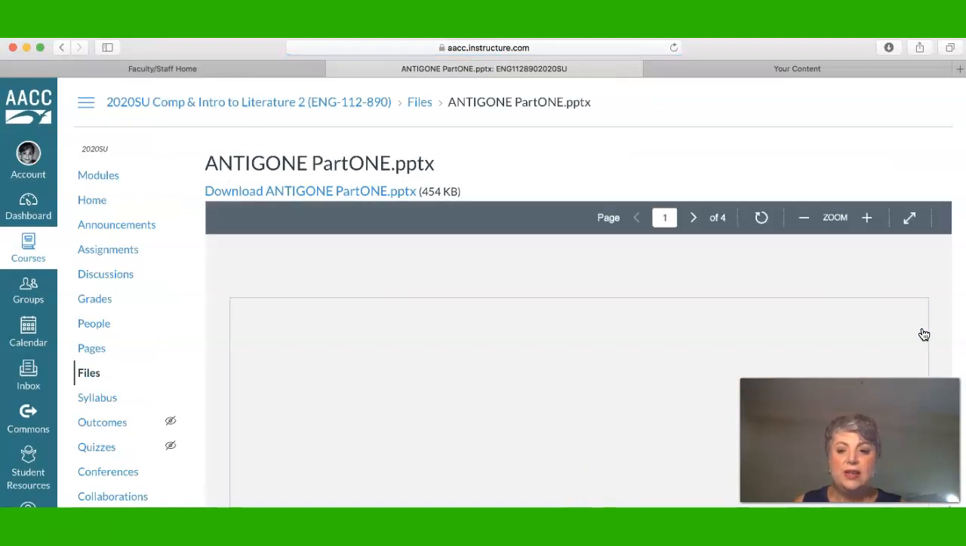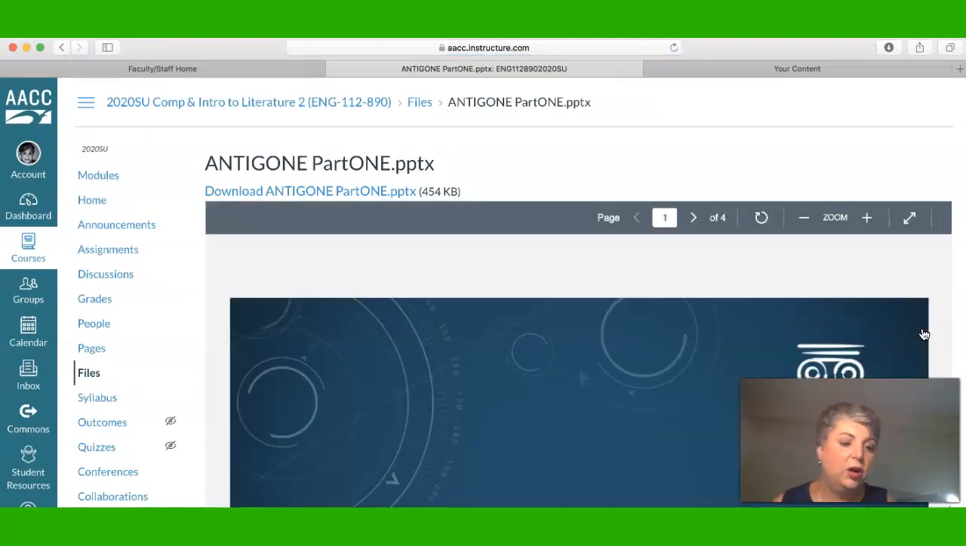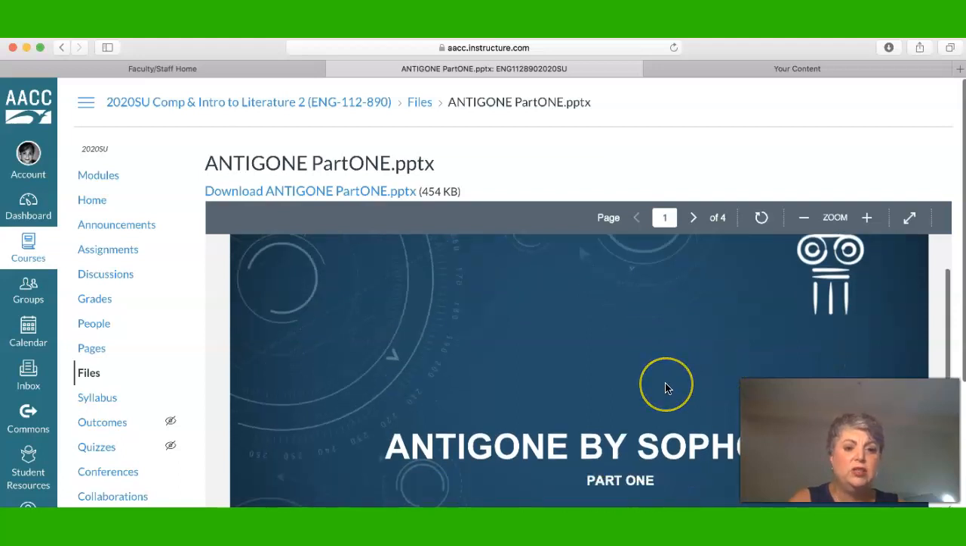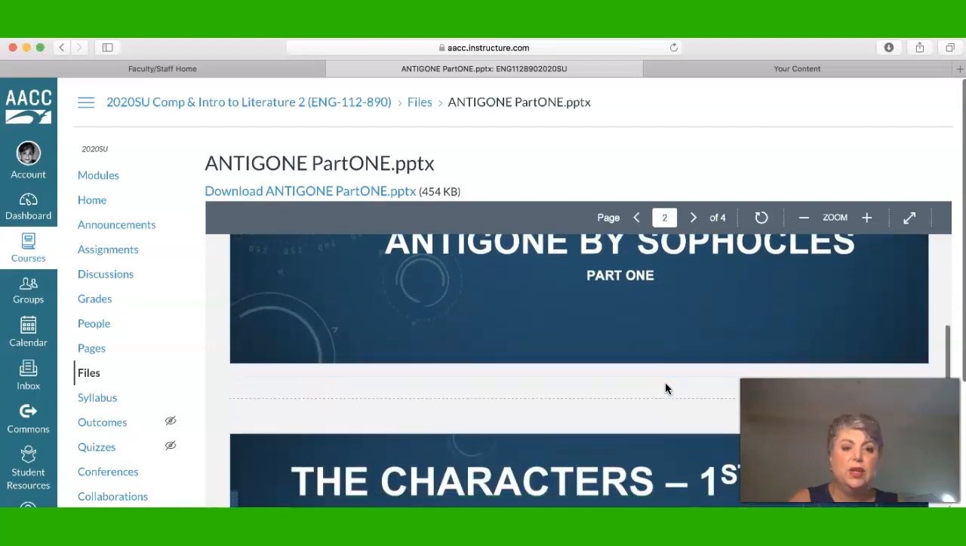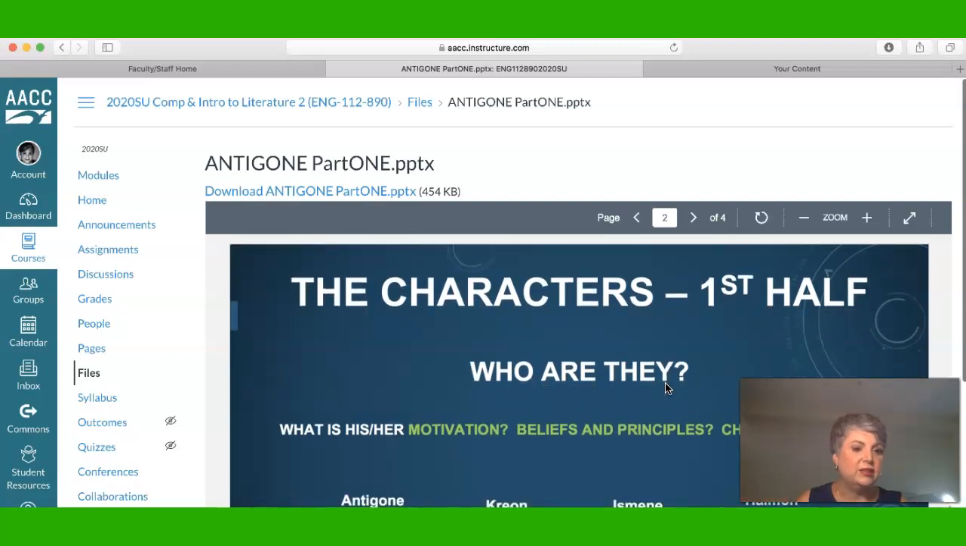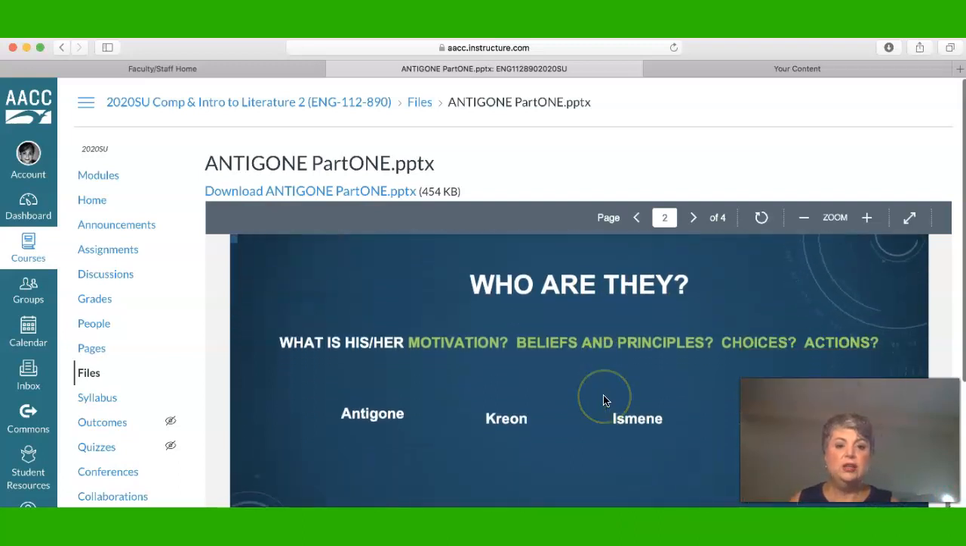Okay, so what we have next in the module is a PowerPoint on Antigone. And I'm going to let you work through this PowerPoint. It's not long at all, but it has a sort of guided analysis or evaluation of the play, is what I would call it. It breaks the play up into three parts, part 1, part 2, and part 3, sort of the beginning, the middle, and the end of the play. Manageable chunks, as I like to say. So take a look at this PowerPoint.